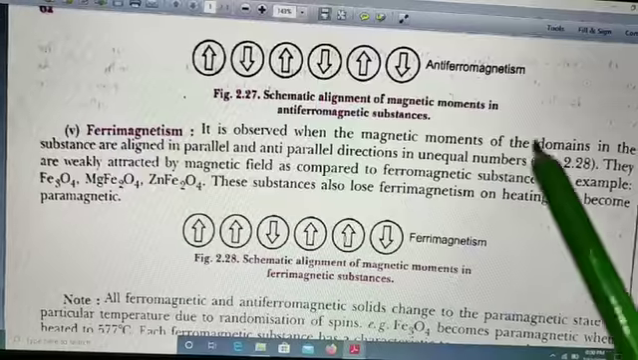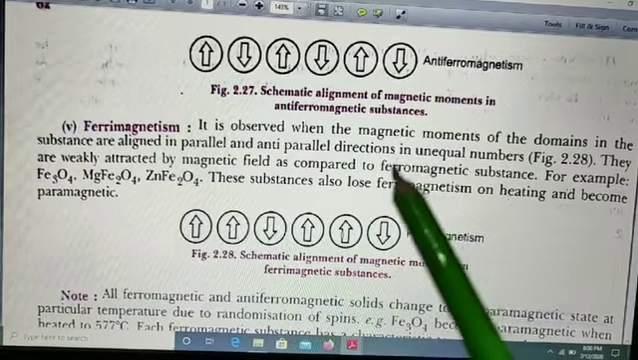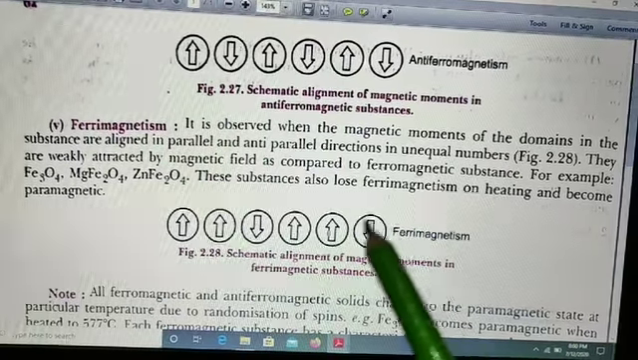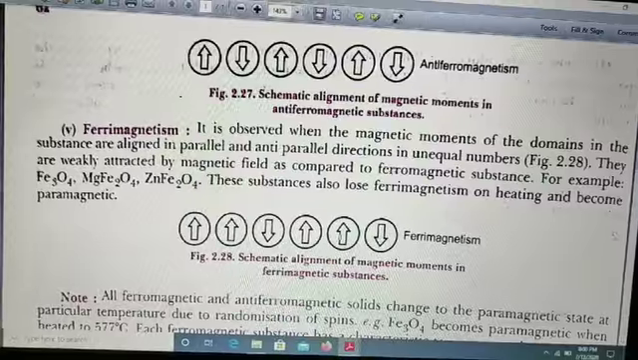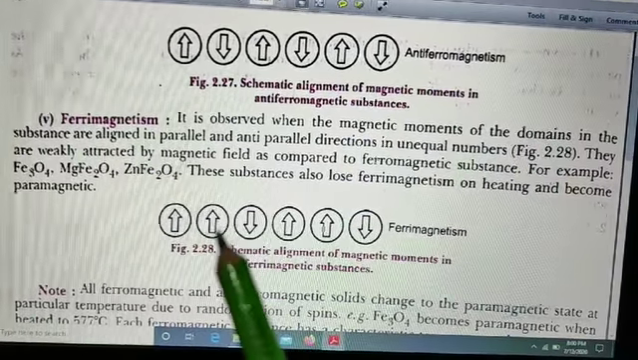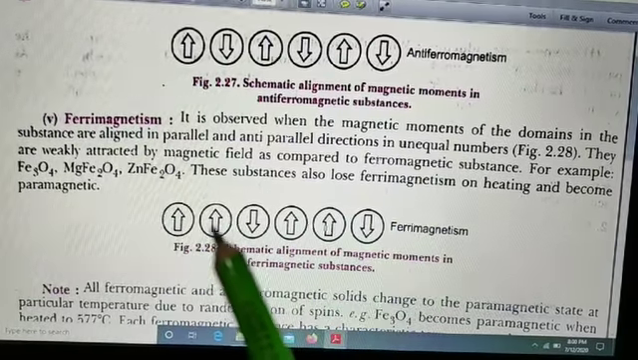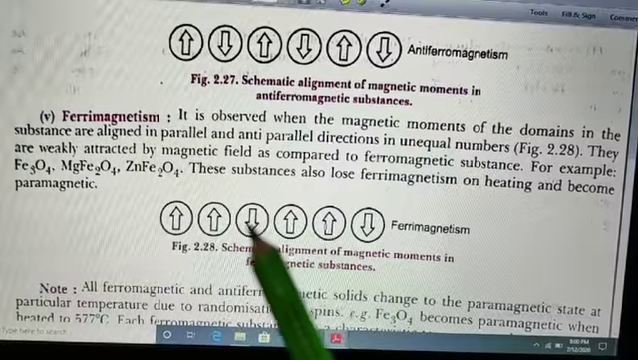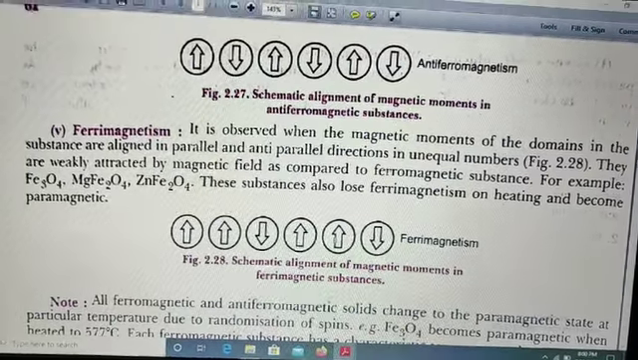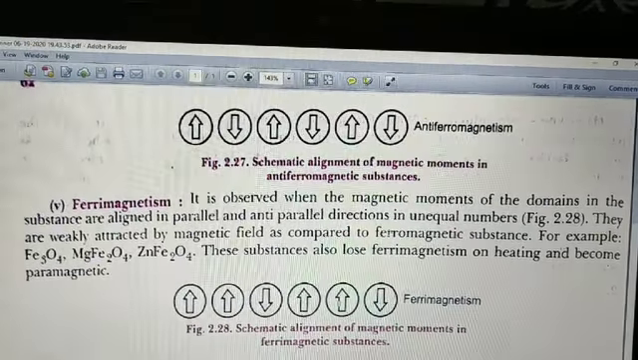It is observed when the magnetic moments of the domains in the substance are aligned in parallel and anti-parallel direction in unequal numbers. For example, if you see this one, this is the alignment of the domains. Over here you can see these two alignments are parallel with this one, and this is unequal in number. You can see 2, and over here 1. So they are weakly attracted by magnetic field as compared to ferromagnetic substances.